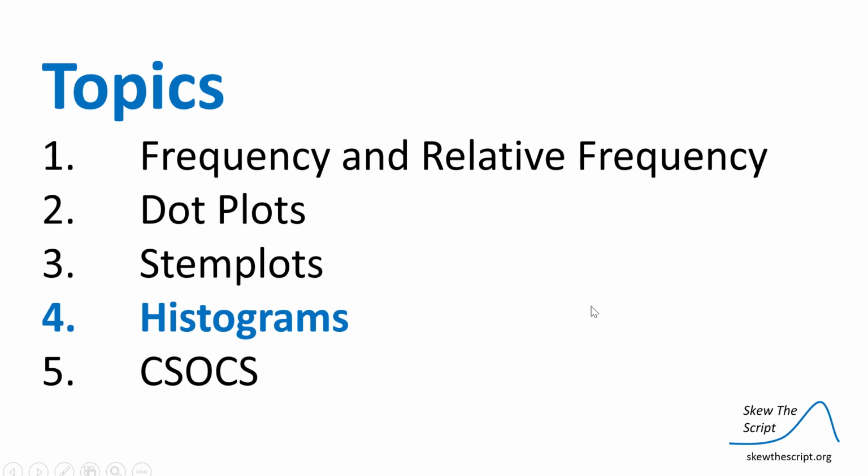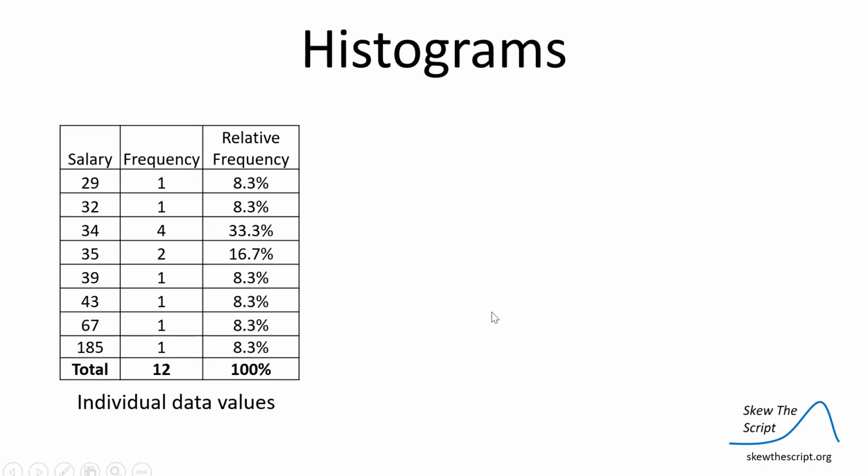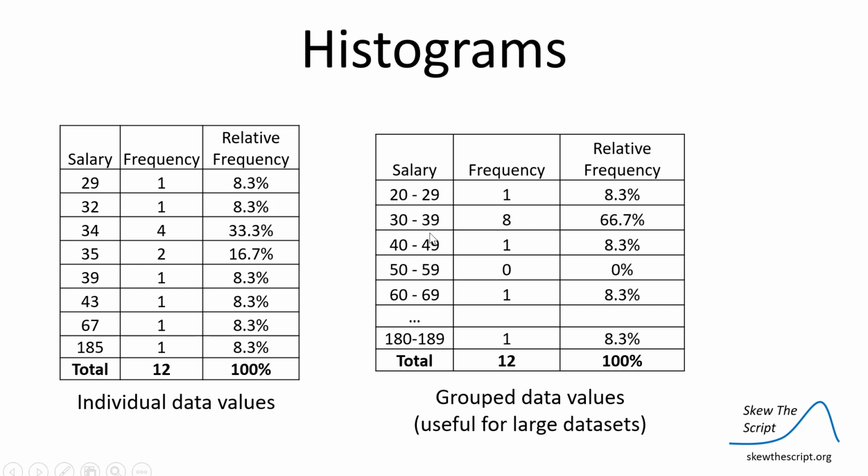Last guy is histograms. Histograms essentially take data and group it together over a continuous track. What I mean by that is that we are going to group these and we're not going to have breaks. For example, my salary range: I'm going from 20 to 29, from 30 to 39, from 40 to 49, 50 to 59, 60 to 69, 180 to 189.